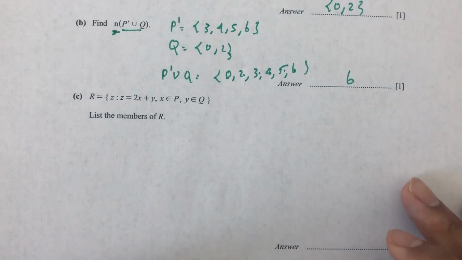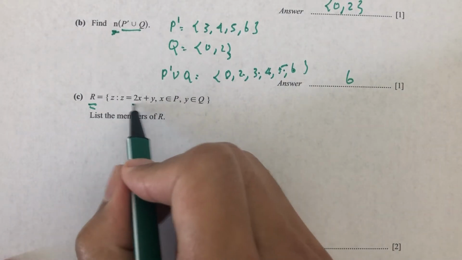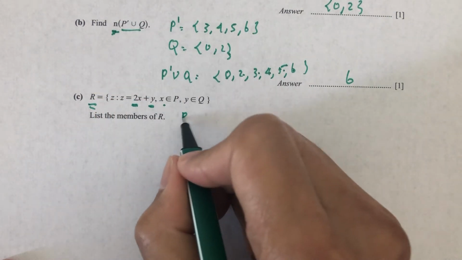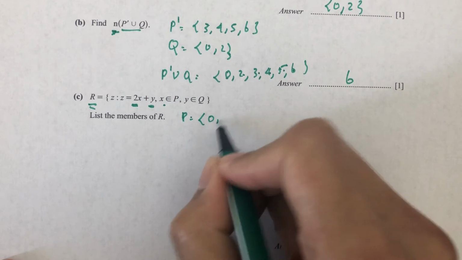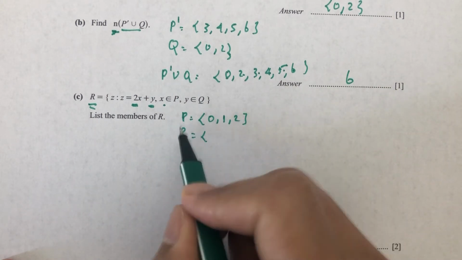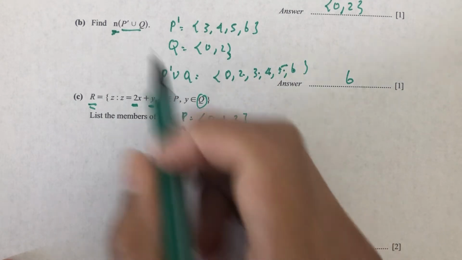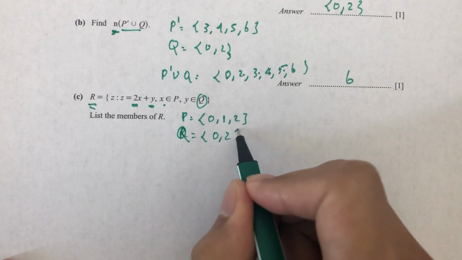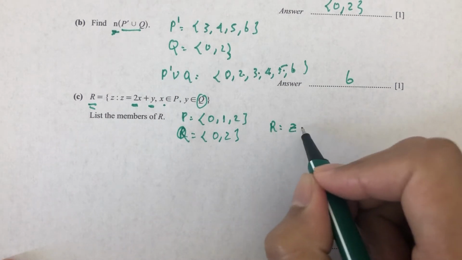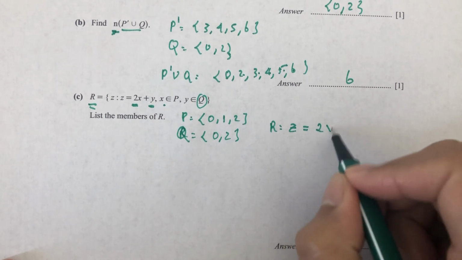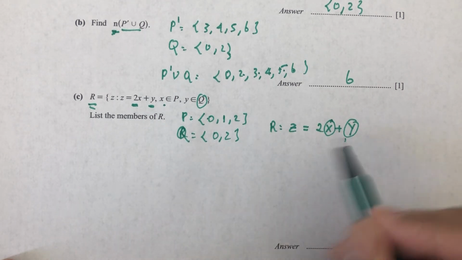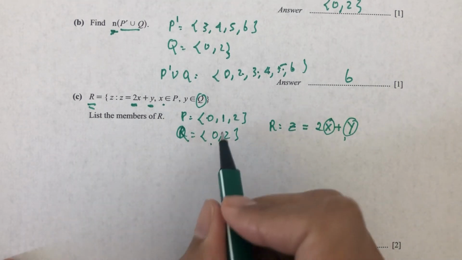So for part C, the set R is equal to 2x plus y, where x is in P. So P is this set, {0, 1, 2}, and Q is a set, Q is {0, 2}. Okay, so R is defined as Z equal to 2x plus y, where x comes from P and y comes from Q. So there are 3 possible cases.